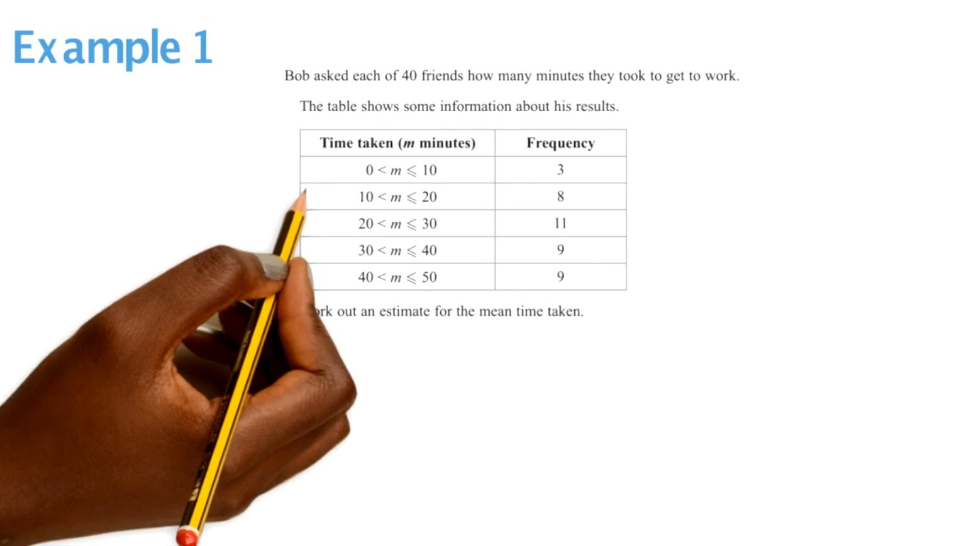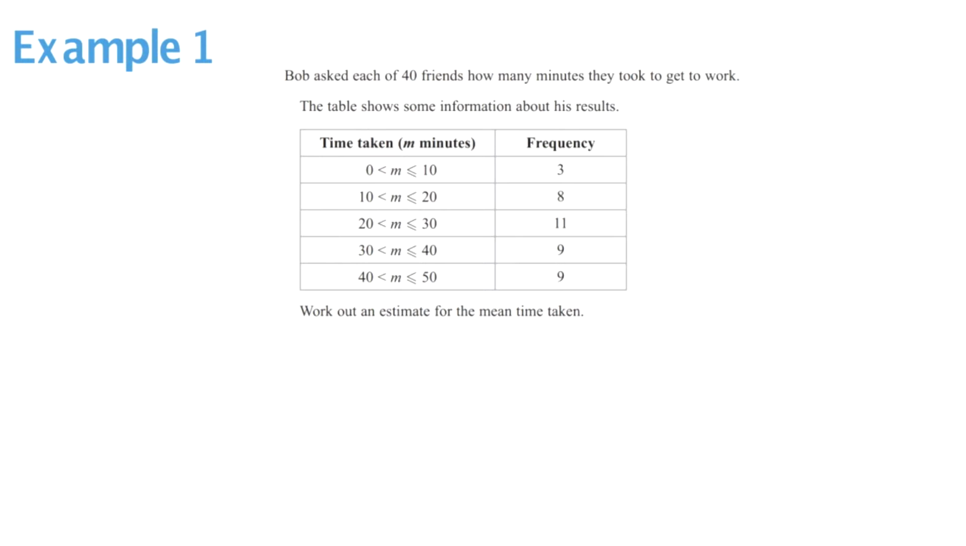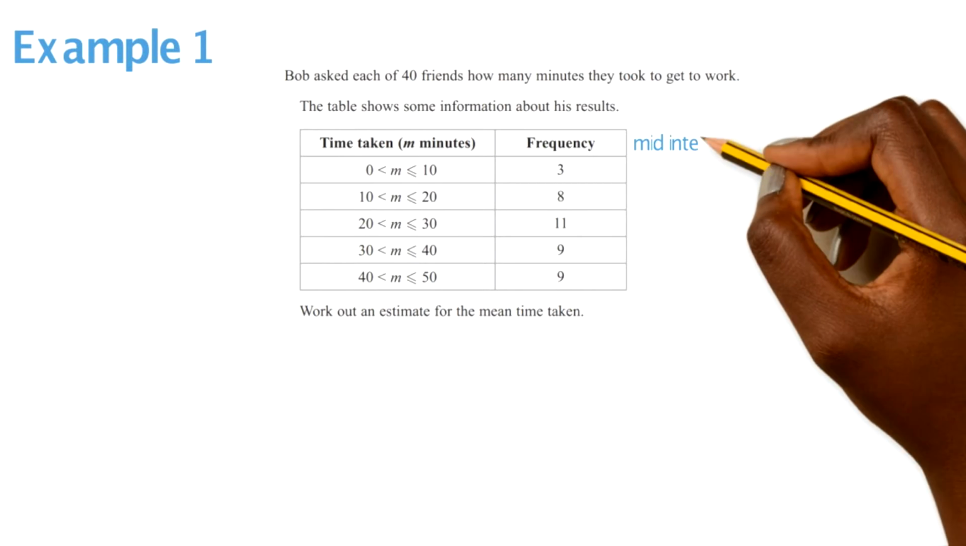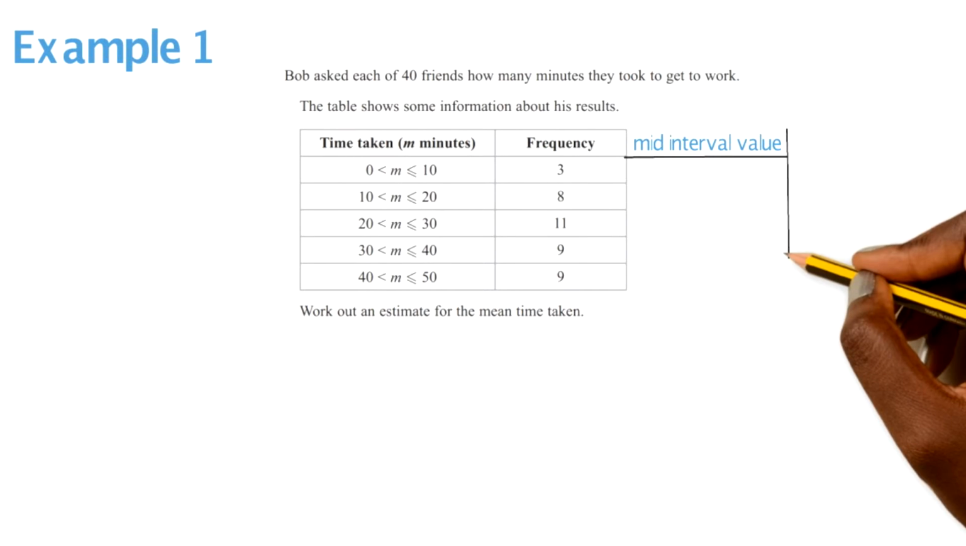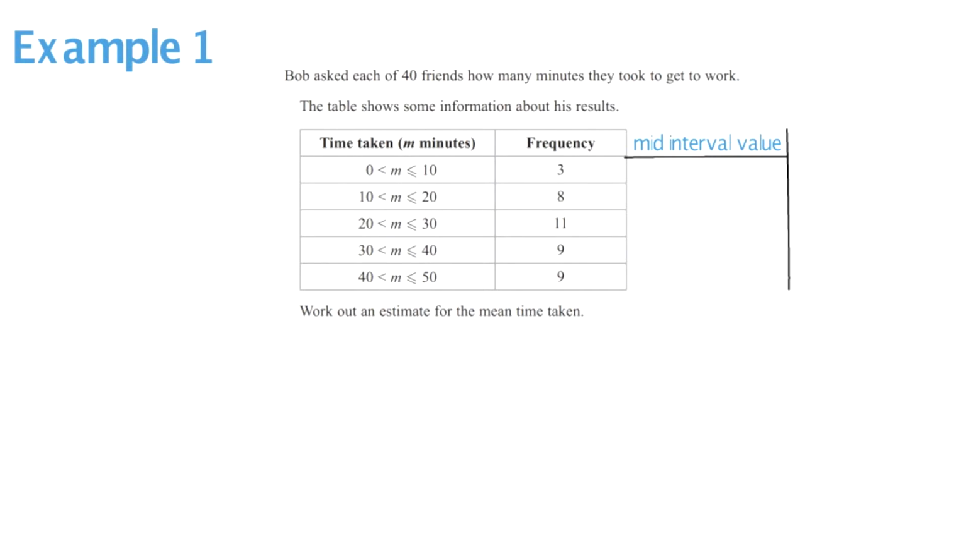So we're going to go into some practice questions. Example 1. So here we have a table of time taken and the frequency, and it wants us to work out the mean time taken. So the first thing you're going to do is work out the mid-interval value, and this is basically the middle value out of the interval on the left-handed column.